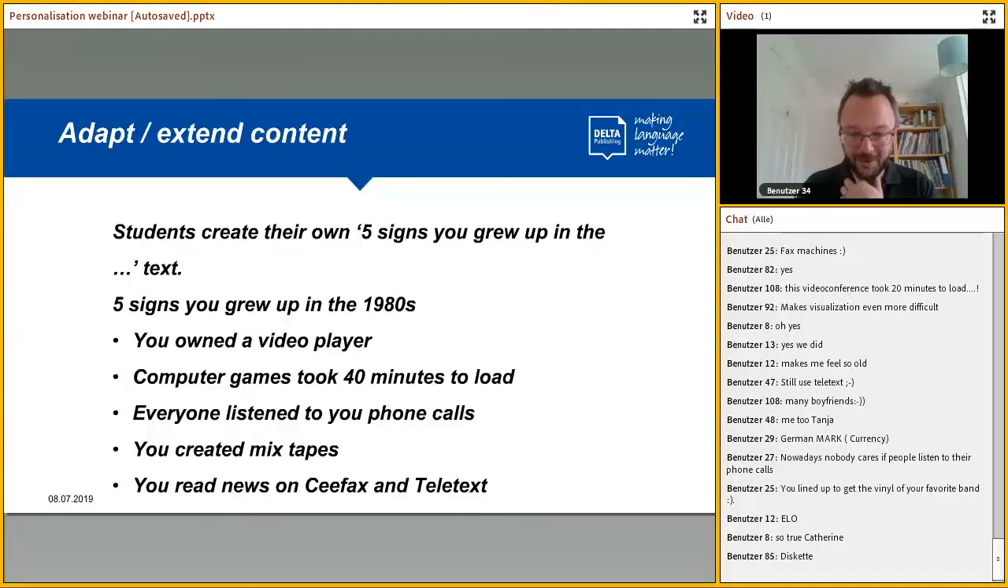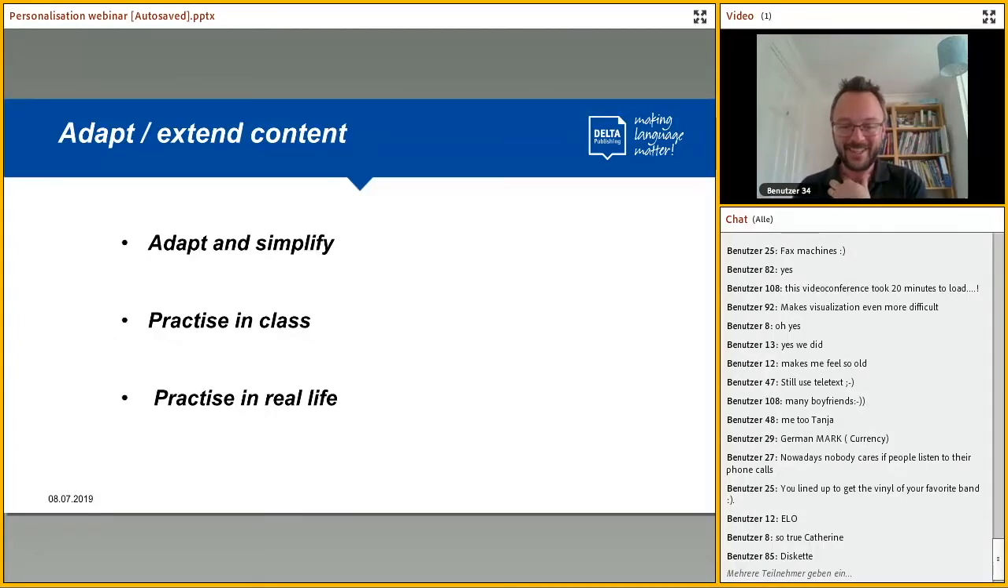You lined up to get your favorite band's autograph. Yeah, nobody cares if people listen to their phone calls. Yeah, but you have the opportunity to walk. Yeah, diskette. Mini discs.